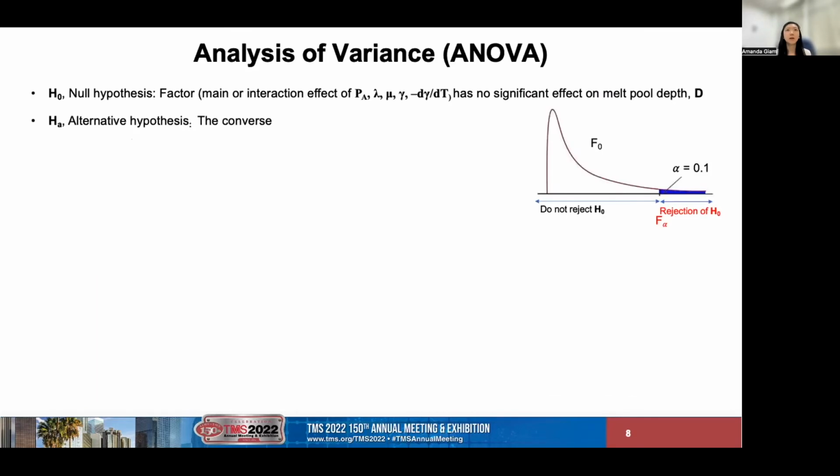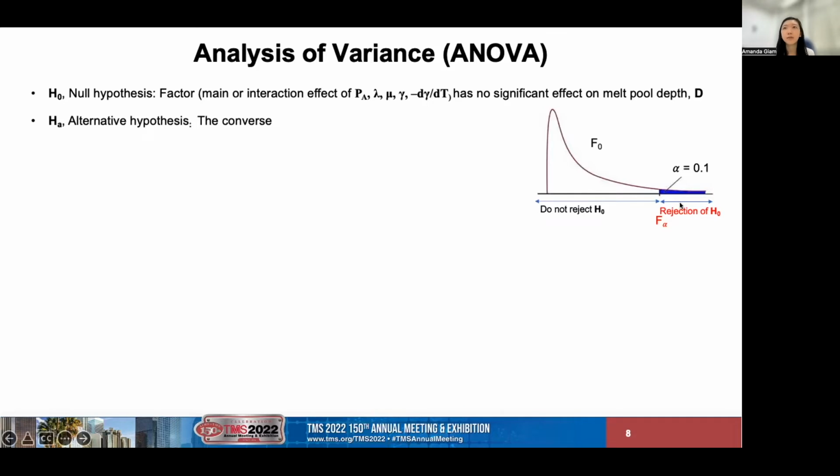So first I talk about ANOVA. The null hypothesis was defined as the factor having no significant influence on the melt pool depth. And the alternative hypothesis is that the factor does have a significant effect on the melt pool depth. And how we test this is by using an F-test.